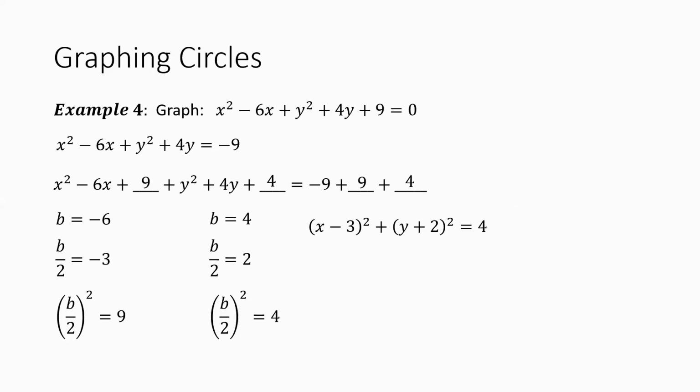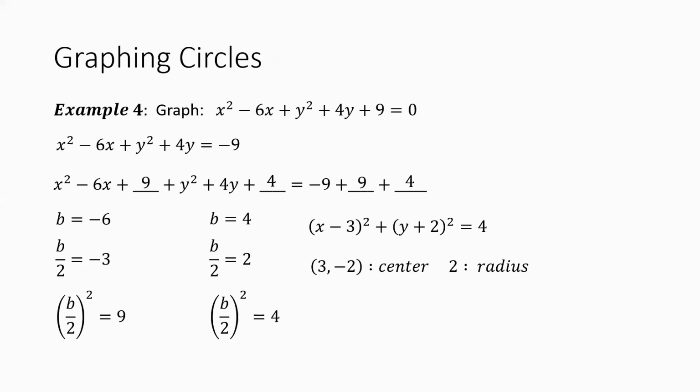And now I have my equation. I have it so that I can identify my center and I can identify my radius. My center is going to be 3, -2, and my radius is 2, because the square root of 4 is 2.